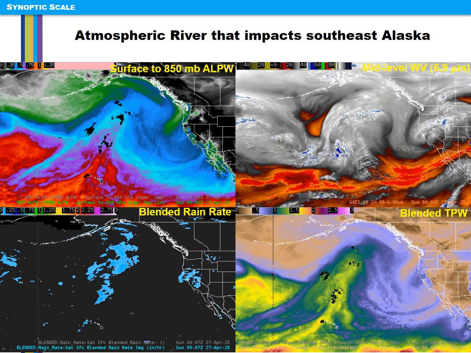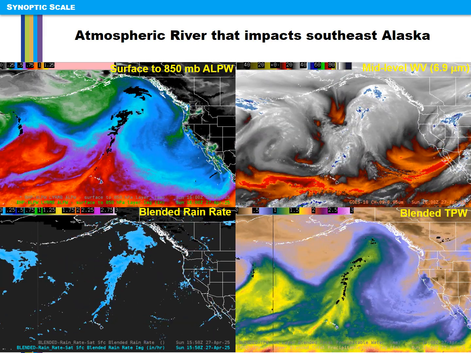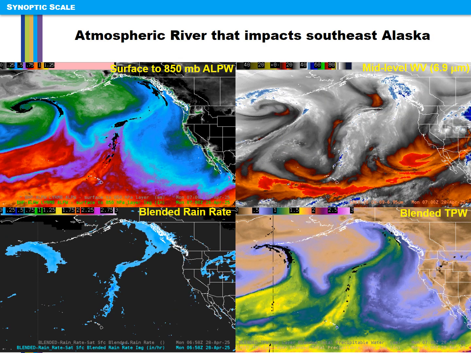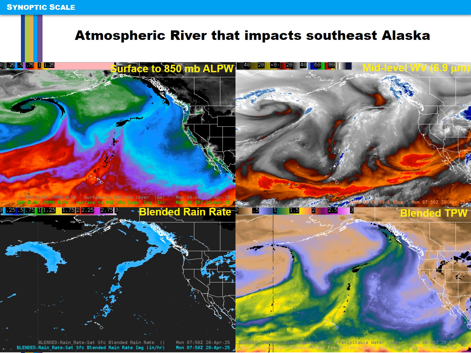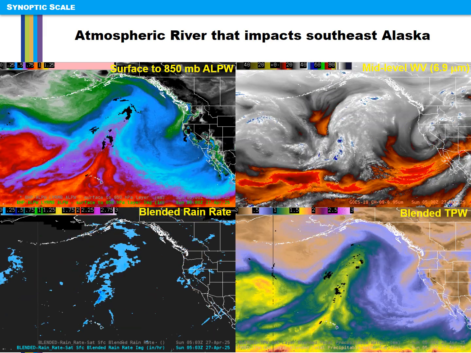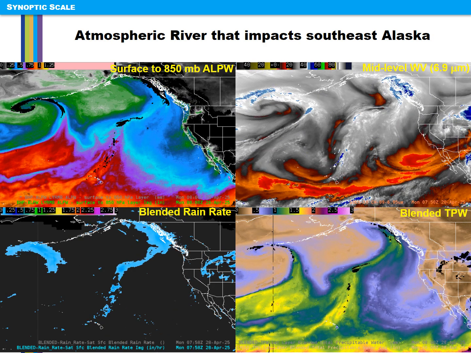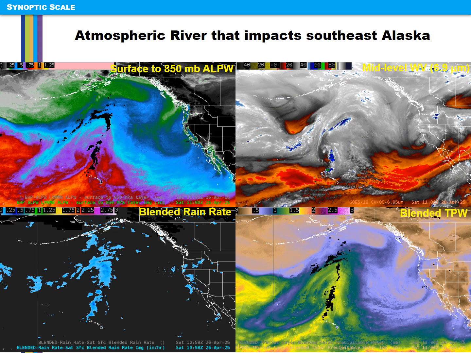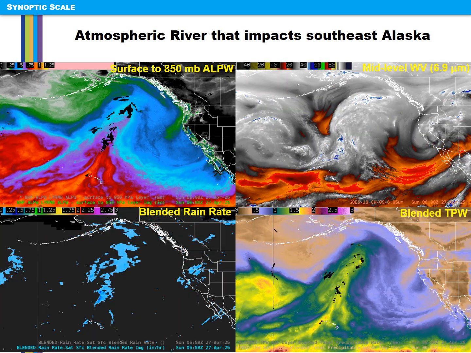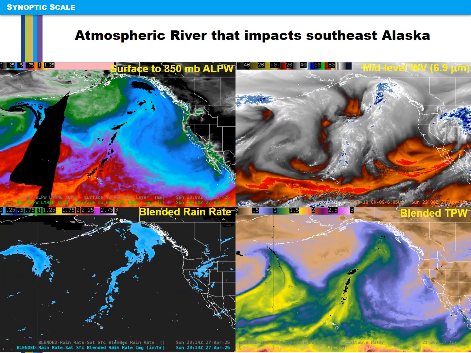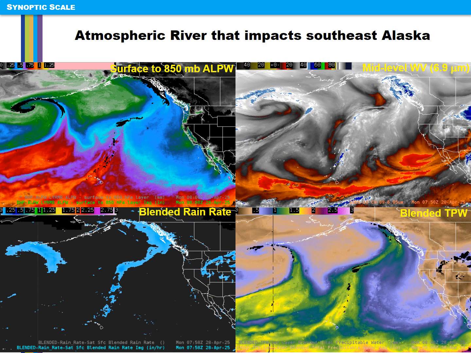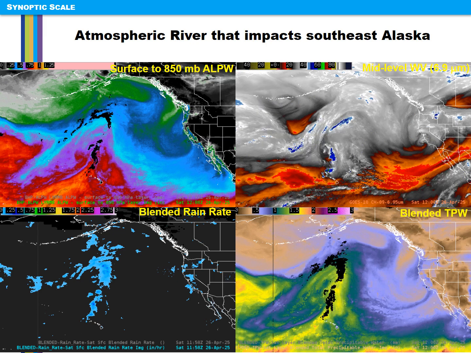Let's briefly look at an atmospheric river event in the eastern Pacific Ocean that affected southeast Alaska in April of 2025. In the upper left panel is the surface to 850 millibar layer ALPW. In the upper right panel is the GOES mid-level water vapor band at 6.9 microns. In the lower left panel is the blended rain rate, and in the lower right panel is the blended TPW.